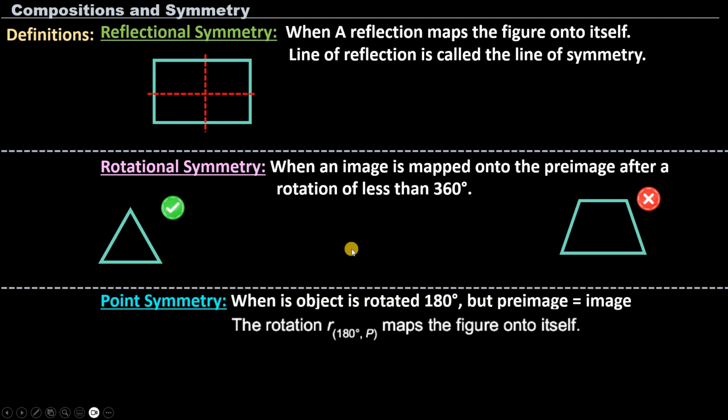And the last type we can talk about is point symmetry. Point symmetry is just a subset of rotational symmetry. But point symmetry is when an object is rotated 180 degrees and the pre-image is equal to the image.